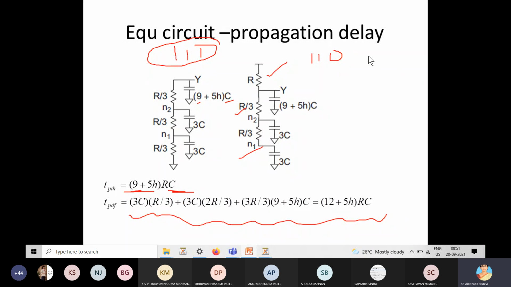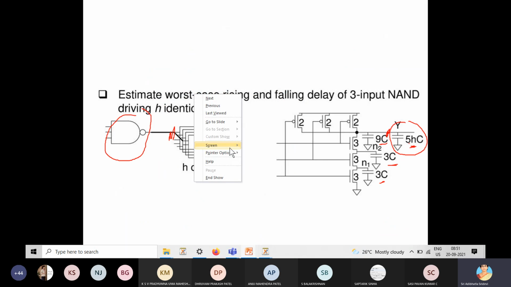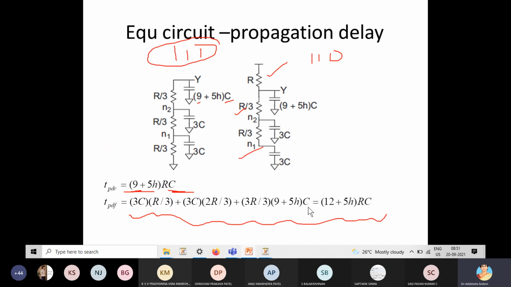That H, for example, if they say H copies, instead of that, if they say 1, 2, 3 input NAND gates are connected at the output of a 3 input NAND gate, then you have to substitute H equal to 3. If you substitute H equal to 3, you will get the delay. Are you getting it? Yes, ma'am. So I'll stop here. Please ask me if you have any doubts.